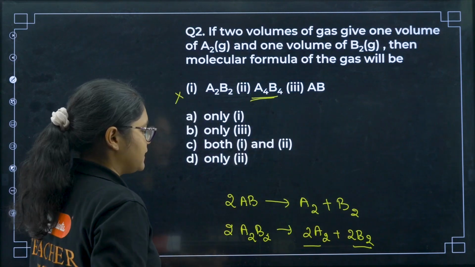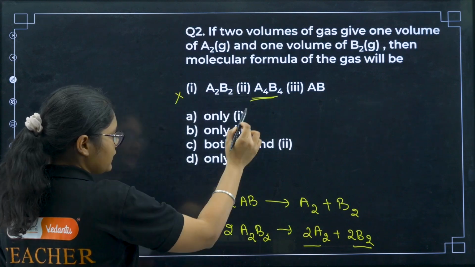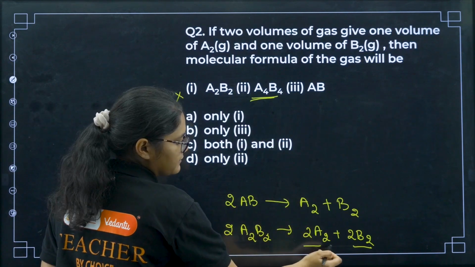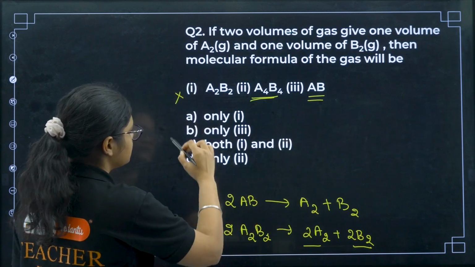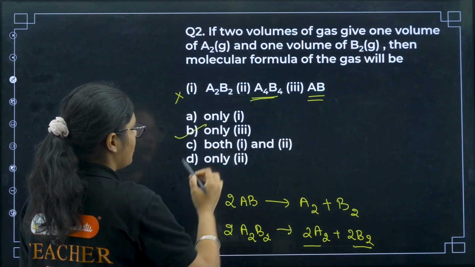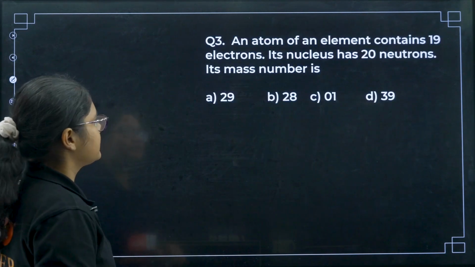A4B4 is also the same. If you take A4B4, then you will get the same on this side. So this is also incorrect. So the correct answer is AB, and the answer for this one is only 3, option number B. Now next question.